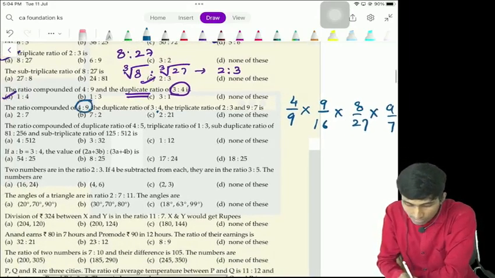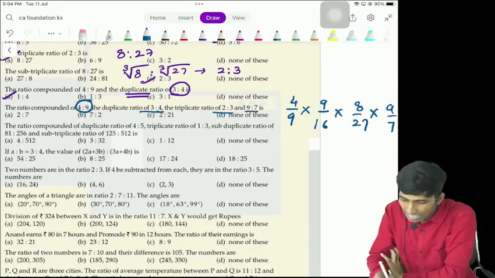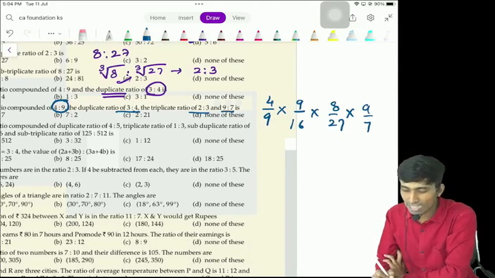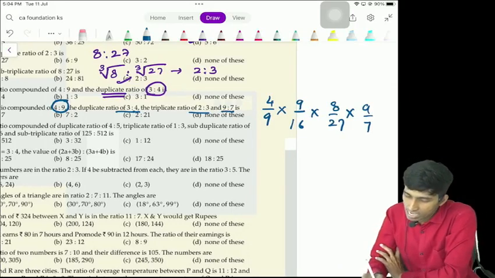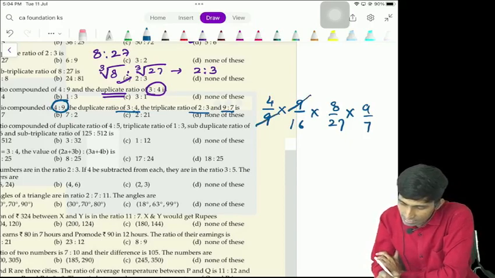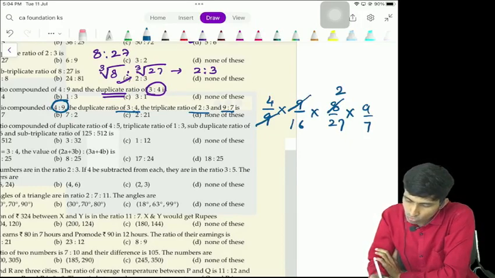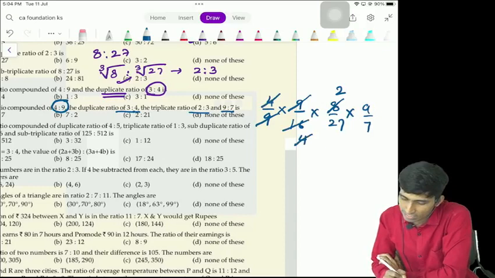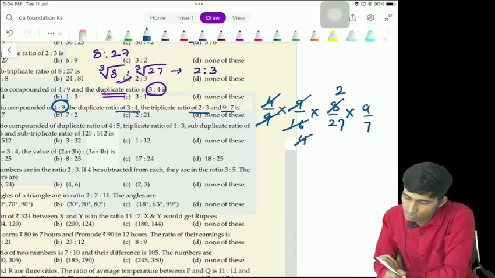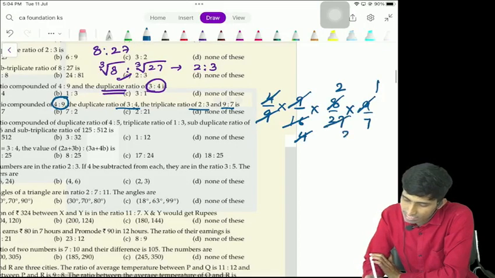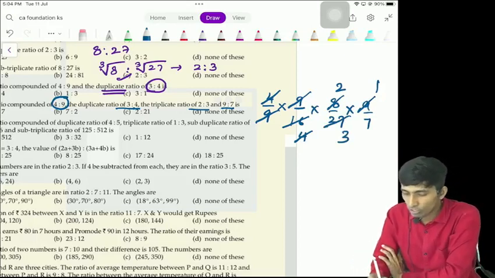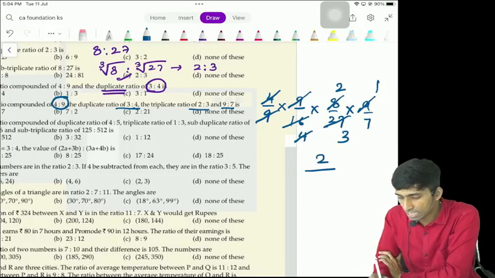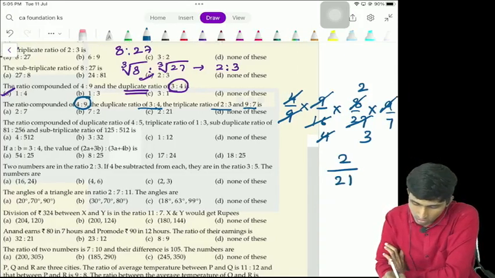See, listen. Compound of this, duplicate of this, triplicate of this, and this. Understood? So first number is 4 by 9. Second number I duplicated. Third number I triplicated. Correct? And last one as it is, 9 by 7. Answer is what? 9 cancel, 9 cancel. 4, 2 twos are 4, 4 ones are 4. Next is what? 9 ones are 9, 3 threes are 27. This much calculation you are comfortable now? Cancellation, yes or no? Numerator what is left? 2. 7 threes are 21. So option is what? 2 is to 21.